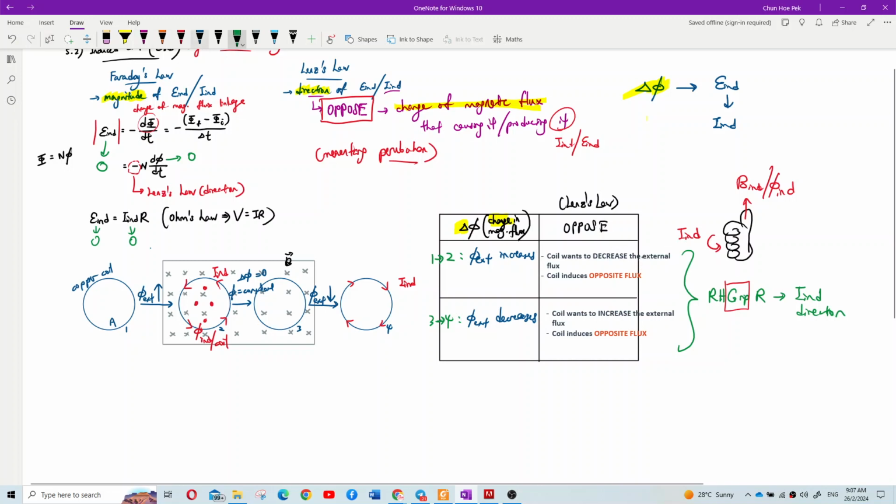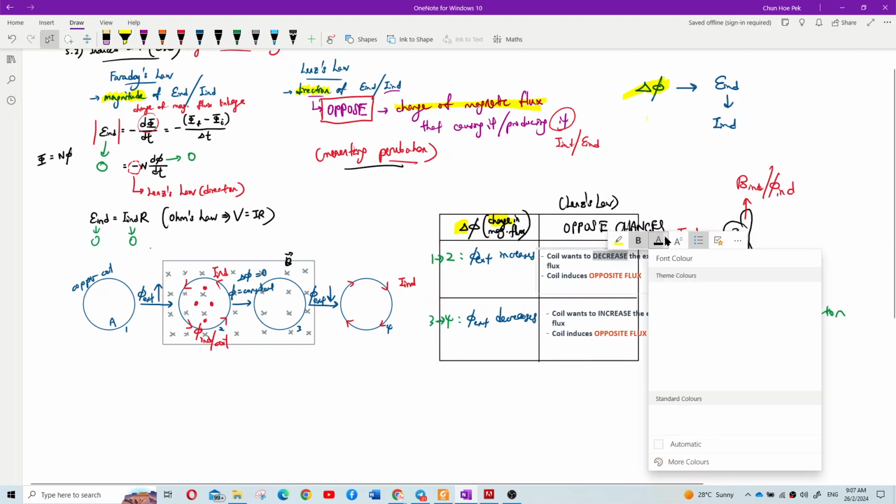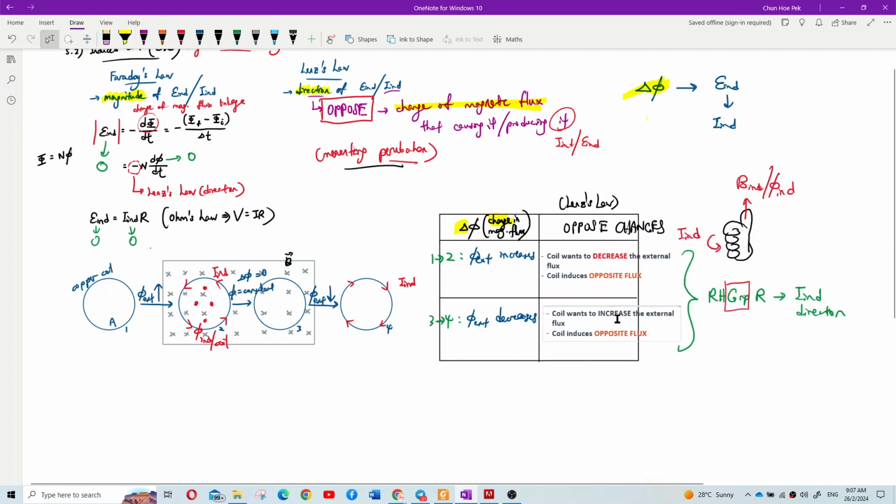Oppose changes. The word is "menentang perubahan". Oppose changes. Yeah. So he tries. Should highlight this one.